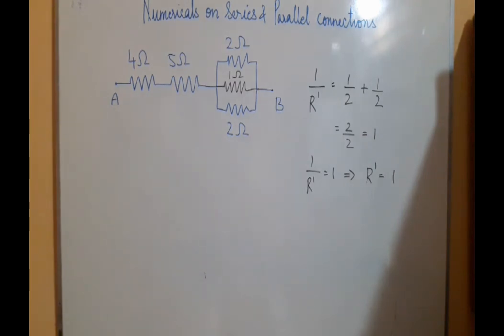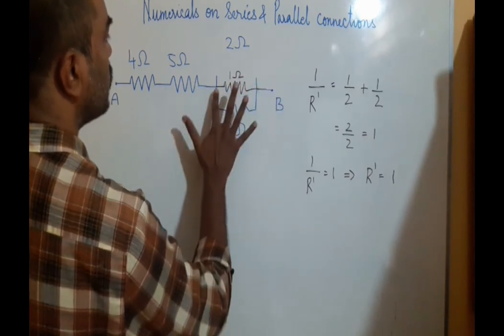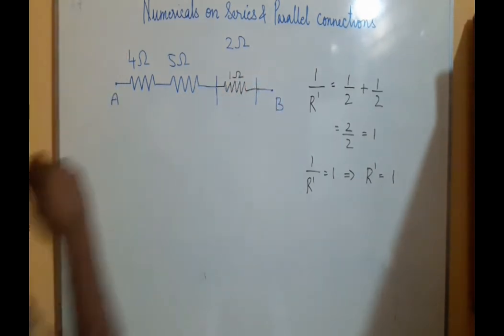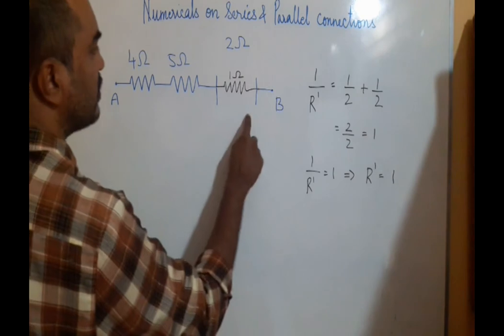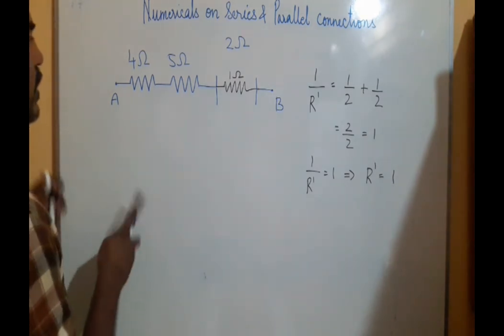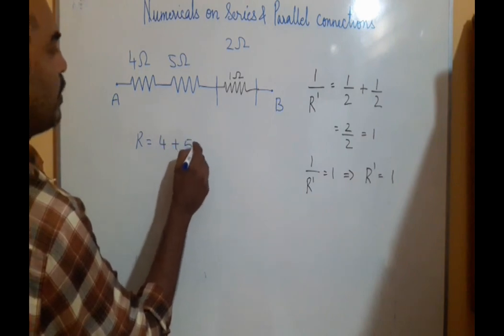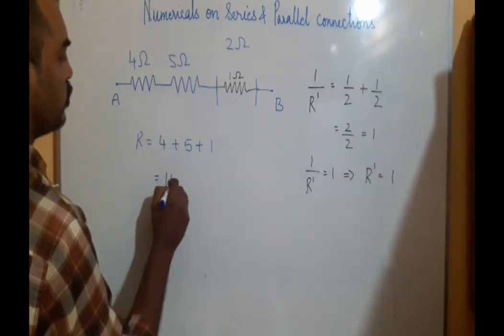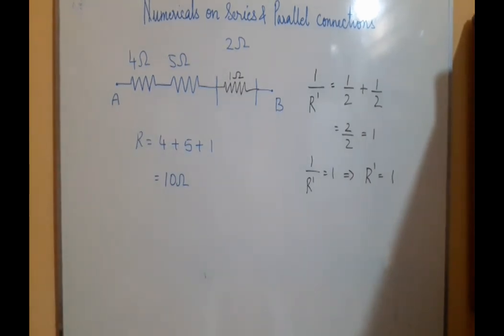So now I can rub this out so that you can see I have put the equivalent resistance in its place. And now these three resistances are in series. So R will now be 4 plus 5 plus 1 equal to 10 ohm. So the equivalent resistance between points A and B is 10 ohm.